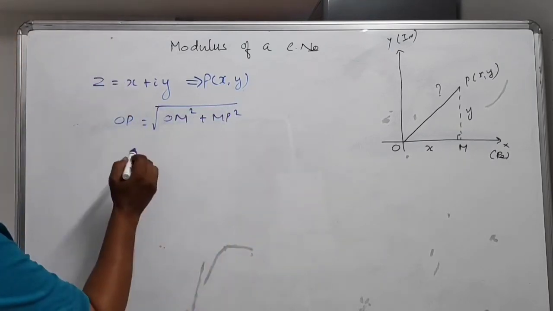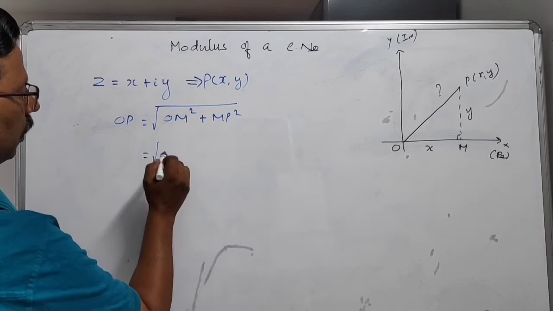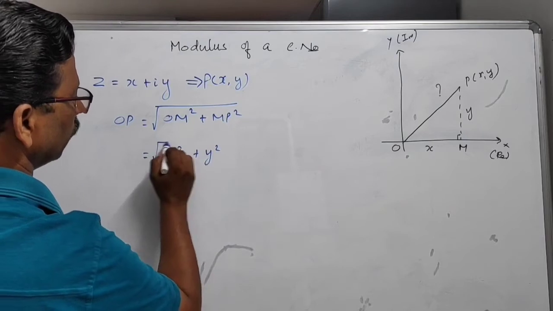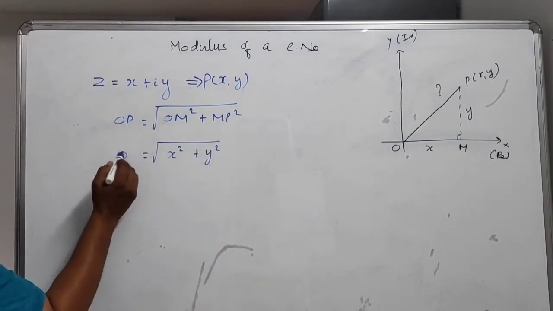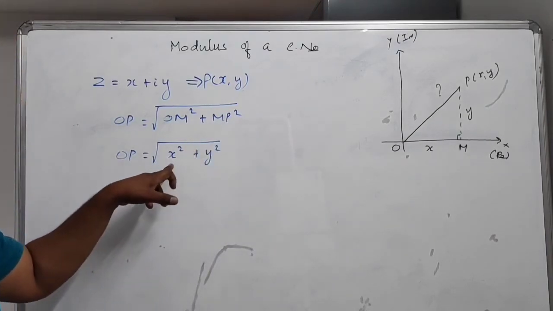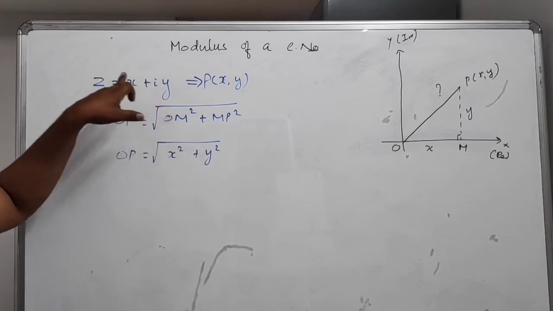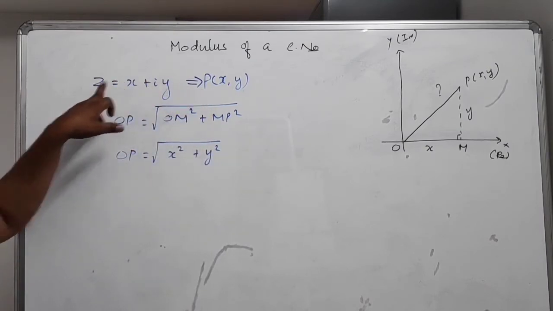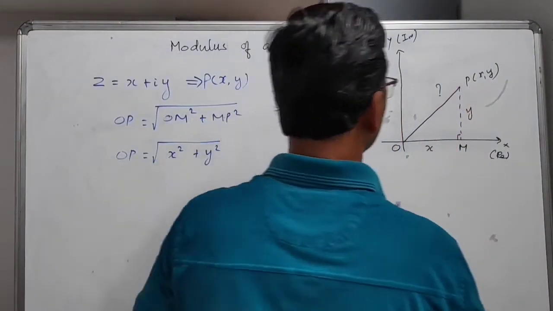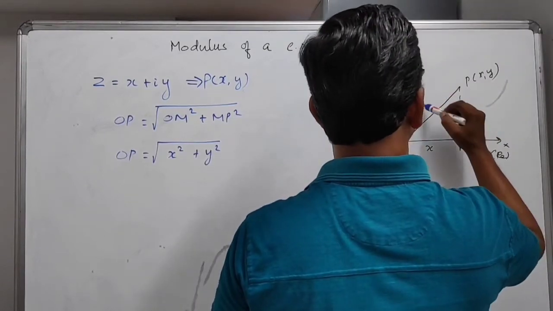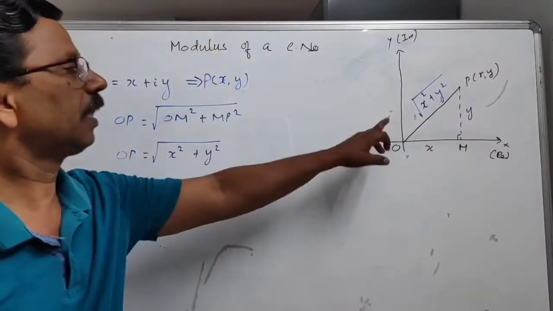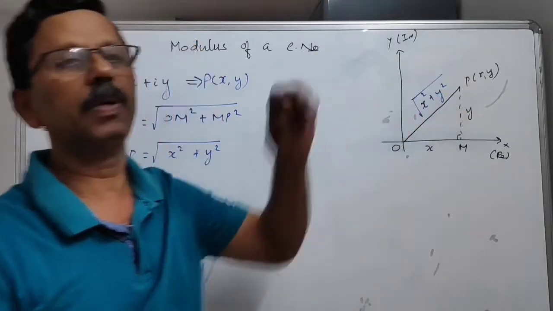Isn't it? Now, it is equal to the root of, what is OM? x. You can write x square plus, what is MP? y. That is y square. Now this OP is equal to the root of x square plus y square. This is the distance of this point P, which represents the complex number z, from the origin. Therefore, this is nothing but the root of x square plus y square. Now, this can be called the modulus of the complex number z.